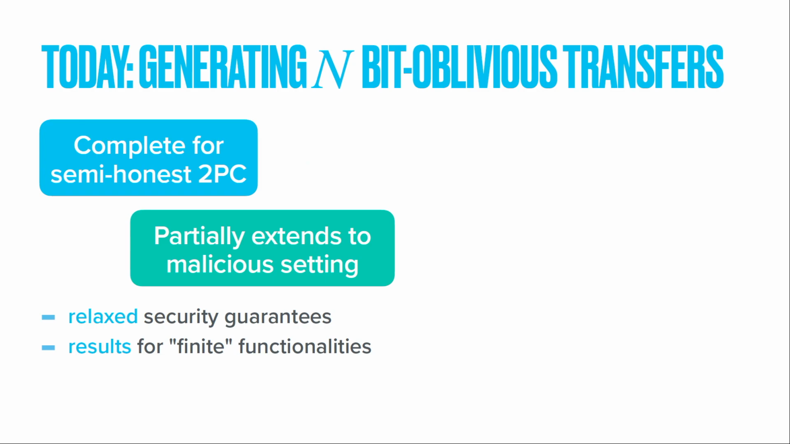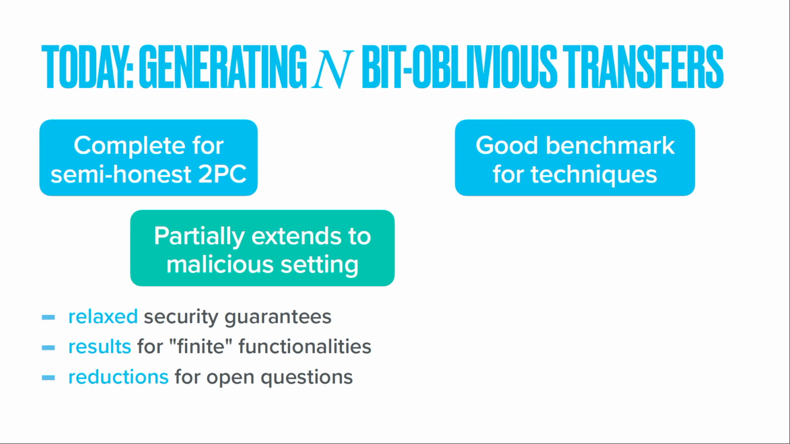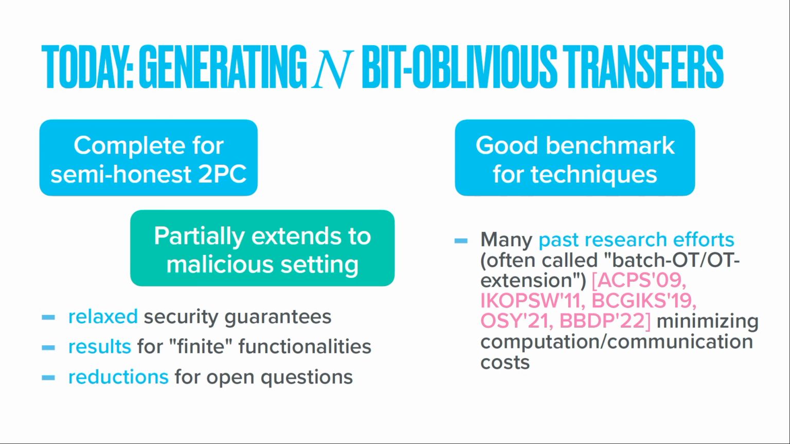We also have some other comments about how this gives nice results if you want to compute the same finite functionality n times, or you can somehow reduce the open questions that we have to conceivably simpler ones. Perhaps on a more philosophical level, I'd like to argue that it's a good benchmark for techniques, and maybe the best way to see this is just by looking at history. Many past research efforts have been implicitly studying this question, sometimes under batch OT or OT extensions we saw in the previous talk. So this is sort of a nice way for us to get a handle on how well we are performing with the MPC techniques that we've developed.